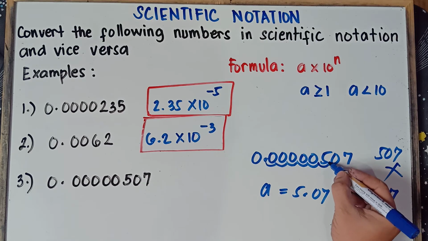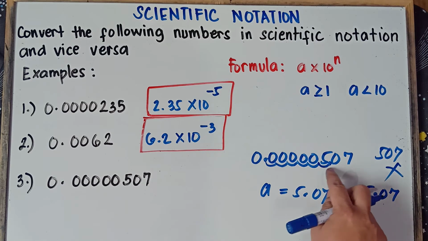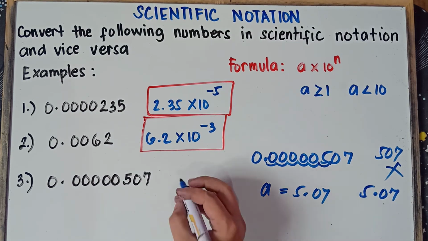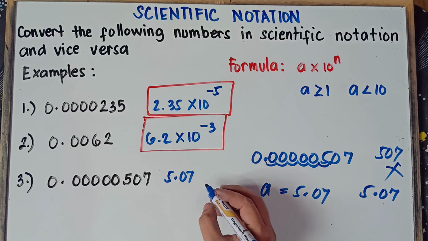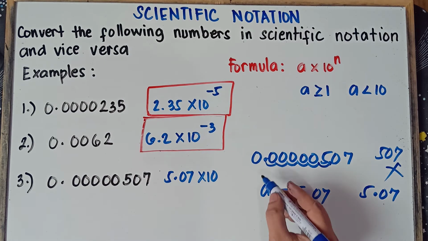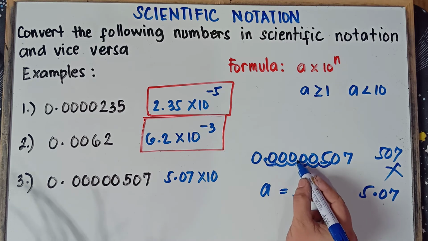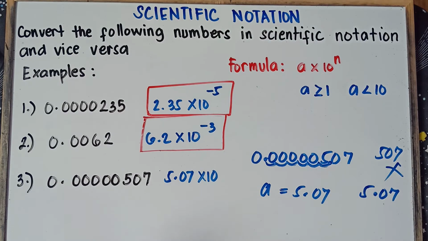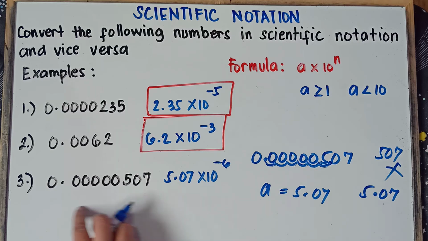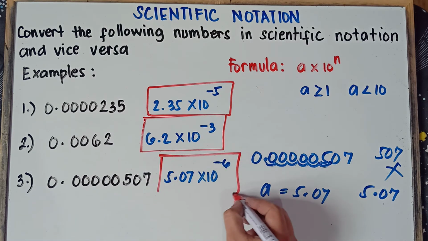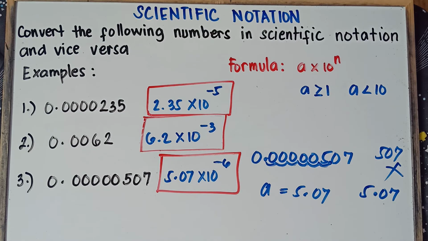Alright, so this will be the decimal point, and that would be 5.07. So use the formula. A, that would be 5.07 times 10. So let's count the number of places we move left to right. 1, 2, 3, 4, 5, 6. So we move 6 times left to right. So our answer should be -6 because we are dealing with very small numbers. Alright, that's it, class. That's the answer with regards to example number 3.